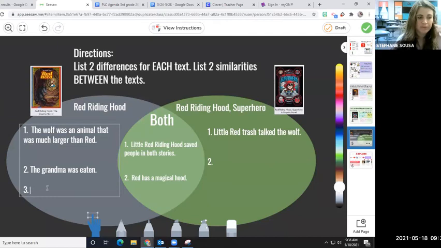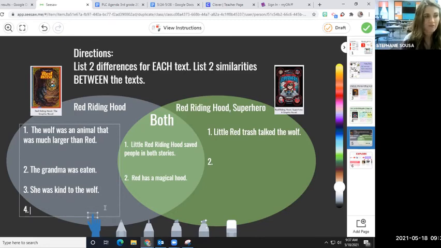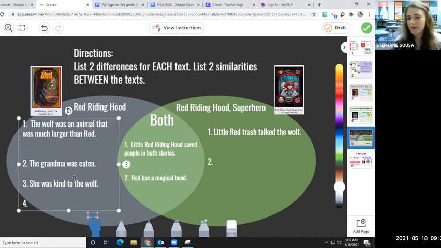Yes, Aiden G. She was nice to the wolf. Yes, she was kind to the wolf. Okay. In the other version, she trash talked him the whole time. She teased him, right? But in this version, when they first met, she was like, "Hi, how are you? What's your name? Oh, I'm going to my grandma's house," which is crazy. Don't ever tell strangers where you're going. But that is what happened. So she was kind to the wolf, okay?